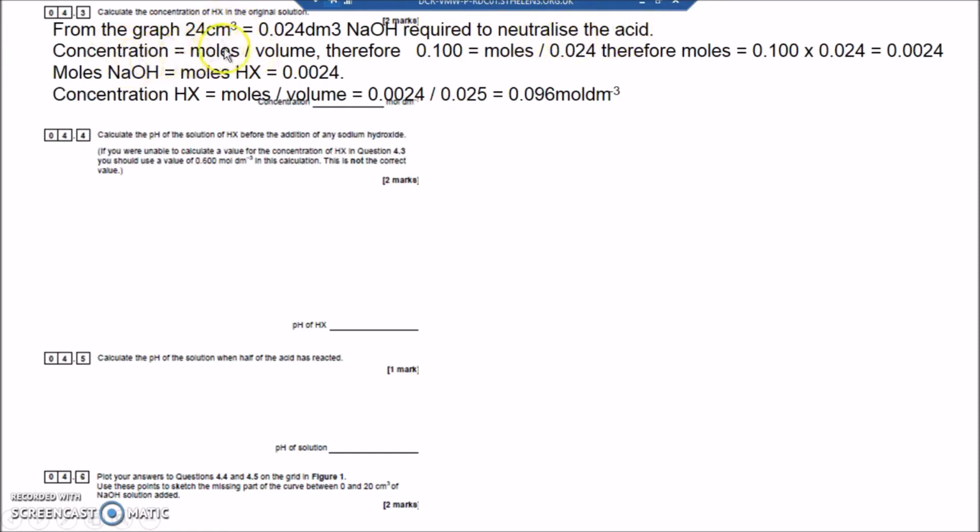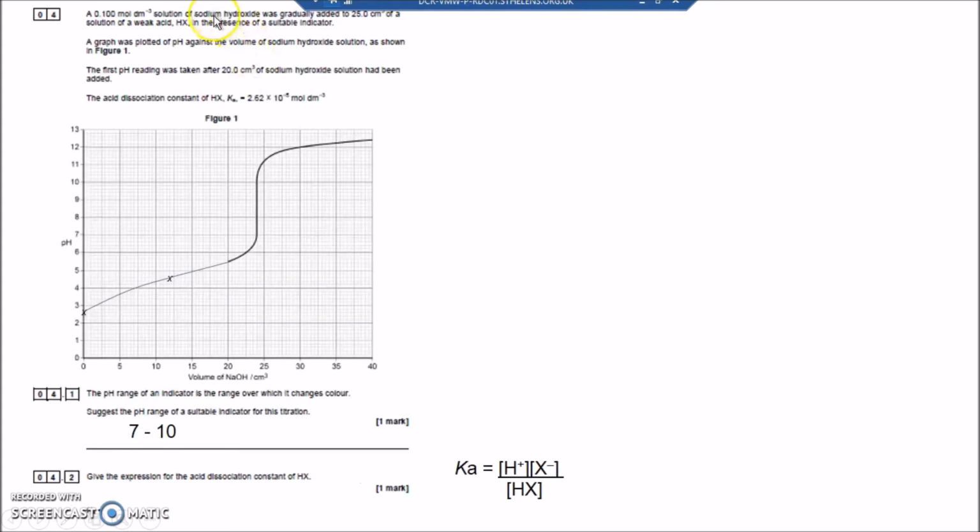So I can do concentration. I know the concentration from the question. Concentration equals 0.1, that's from the question, equals moles divided by the volume. Therefore, number of moles equals these two numbers multiplied together, 0.0024. At that point, the number of moles of sodium hydroxide equals the number of moles of acid. So the number of moles of acid also equals 0.0024. I've got the volume of the acid, 25 cm³ or 0.025 dm³.